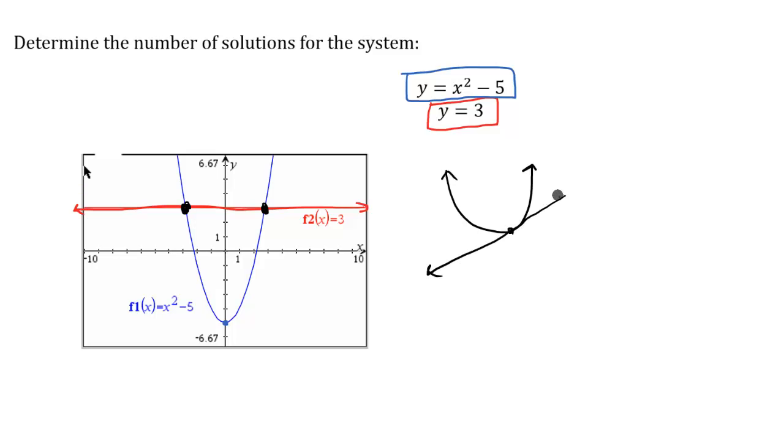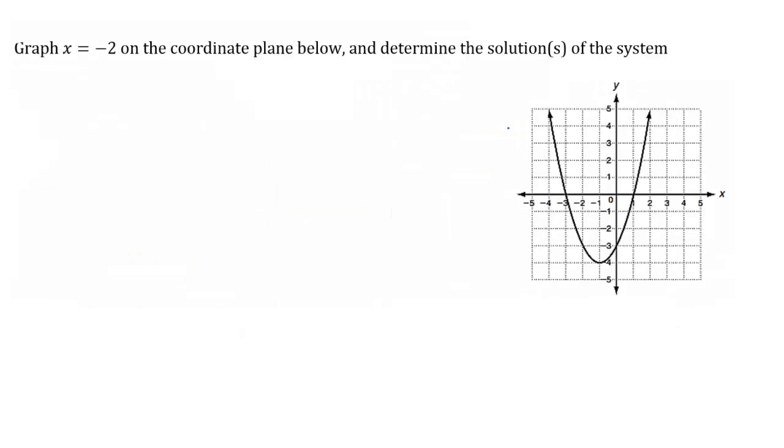That would be a scenario like that. And then you could also have a system where you have no solution, where you have a parabola and a line that never intersect. So there's some extra information there.